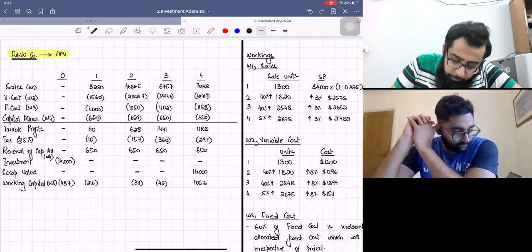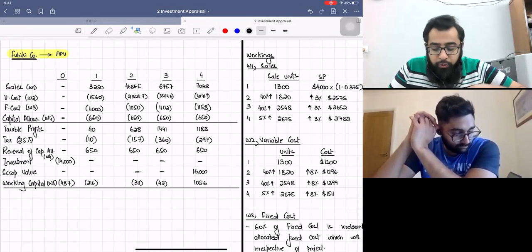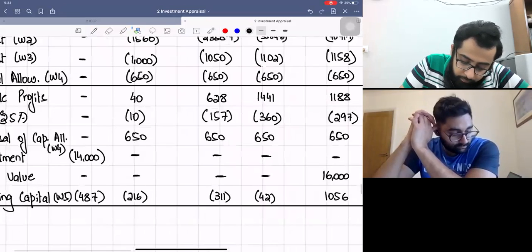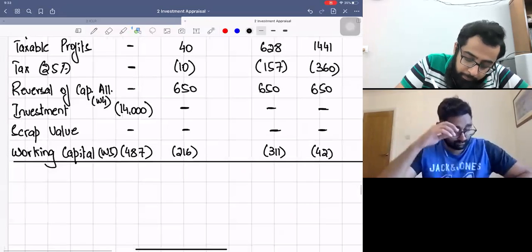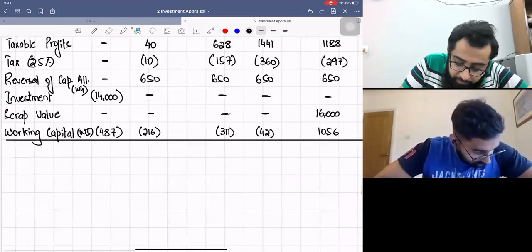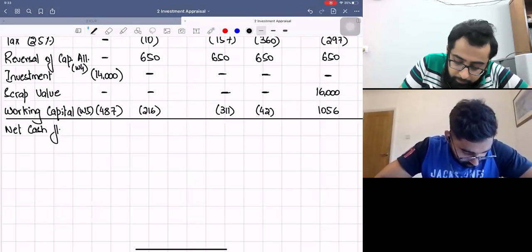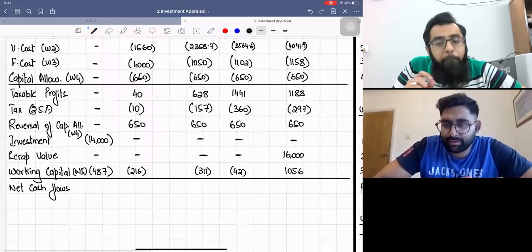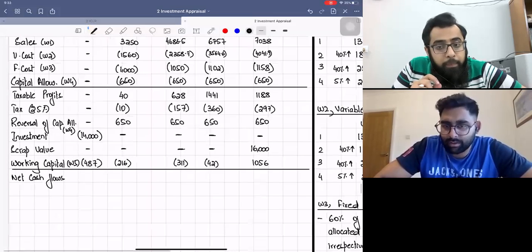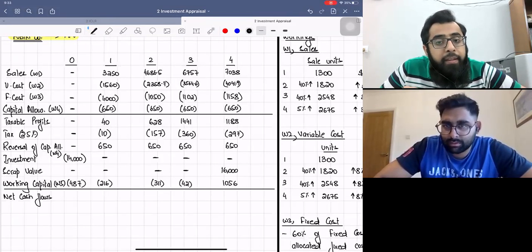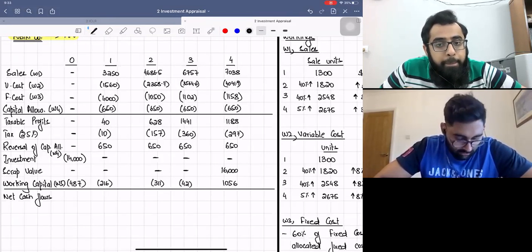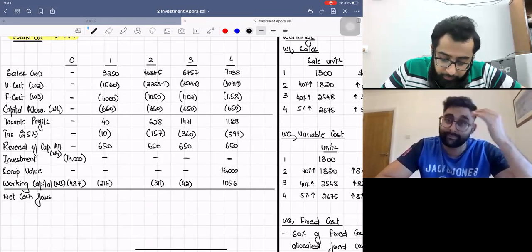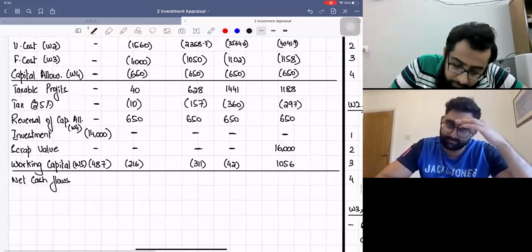So now we can calculate the net cash flows of the project. Net cash flows. Now, basically, the last one you've done, 1056, that's positive. You've added that up, right? Because that is the working capital recovery at the end of the project.